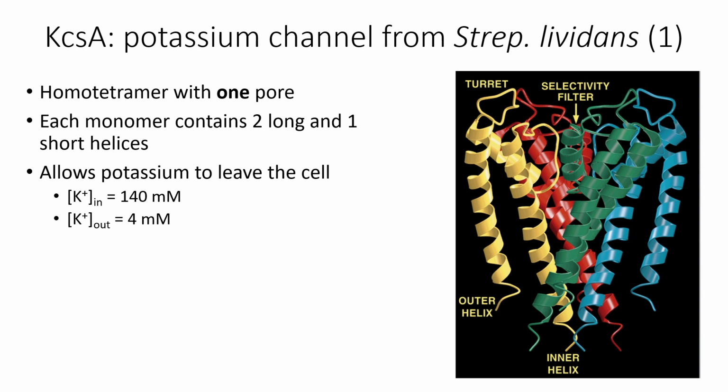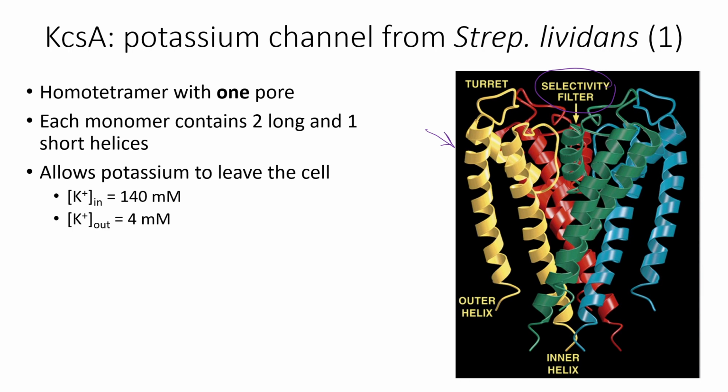So first, we'll consider the KcsA potassium channel. This potassium channel is originally found in Streptomyces lividans. So it is a homotetramer that has one total pore. Each one of the monomers of KcsA potassium channel contains two long and one short helix. And you can sort of see some of that in this diagram where we have some of these helices in the inside and the outside. And it also has this selectivity filter that helps it specifically only allow potassium.